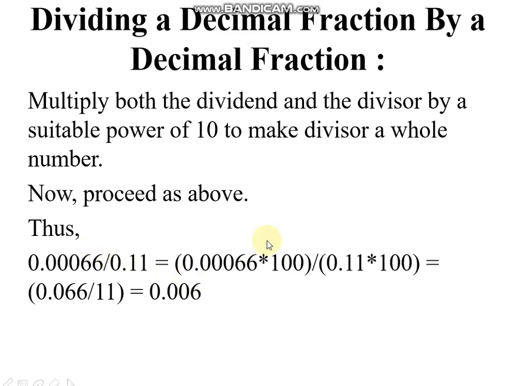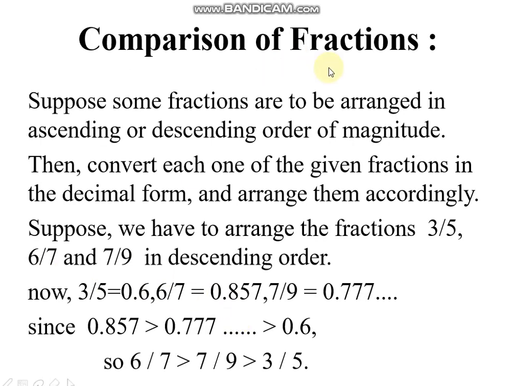Denominator and numerator both you have to multiply by 100 and you get some fraction, and as usual you divide the fraction.